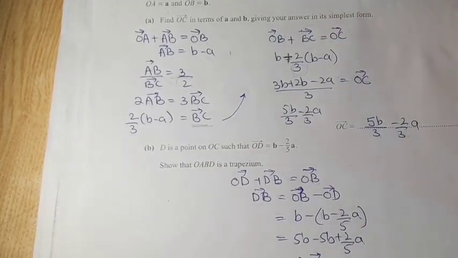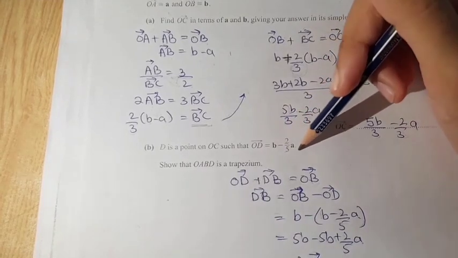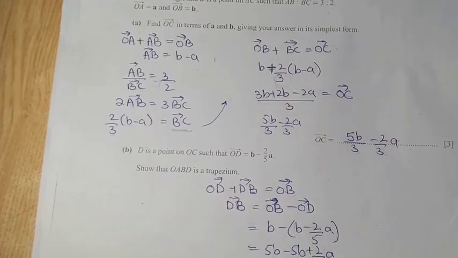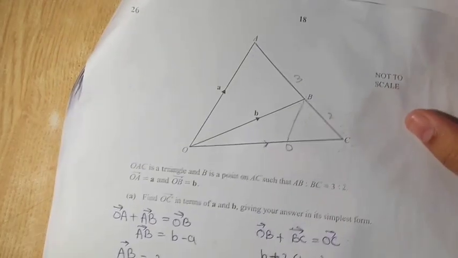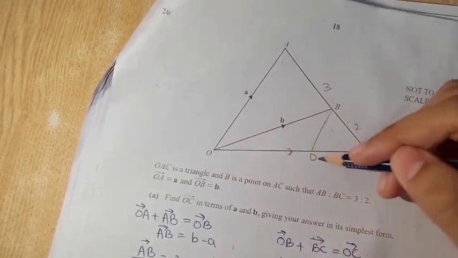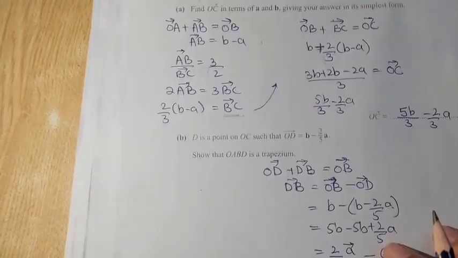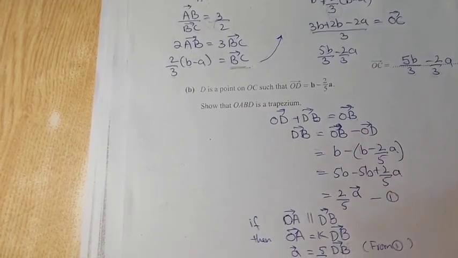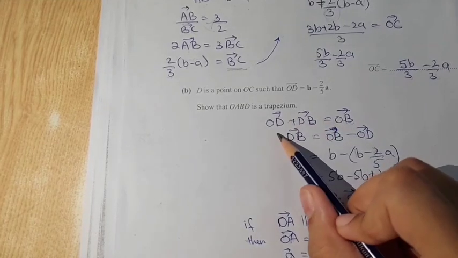Part B, D is a point on OC such that OD equals b minus 2/5 a. Show that OBD is a trapezium. First we will find the expression for DB, because we need to prove that both these lines are parallel, OA and DB. We'll find DB this way. OD plus DB is equal to OB. So that would be DB equals OB minus OD.